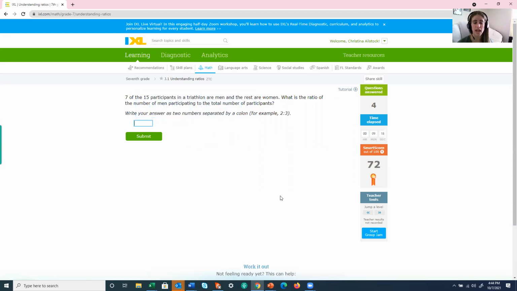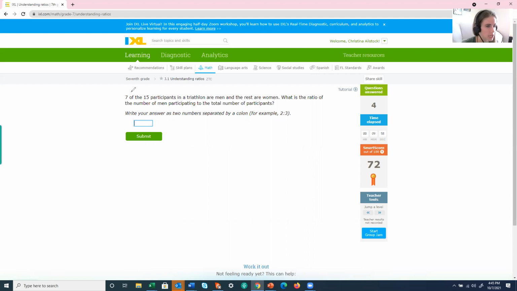Ooh, this time we have to write the full ratio. Because look here, my eyes always just go to anything that's bolded or italicized, and that's where my eyes went. I skipped the word problem and went straight to the directions. But it says write your answer as two numbers separated by a colon. So this time we got to write the full-on ratio. But I know you guys can do it. Now let's back it up and actually read the word problem. 7 of the 15 participants in a triathlon are men, and the rest are women. What is the ratio of the number of men participating to the total number of participants?